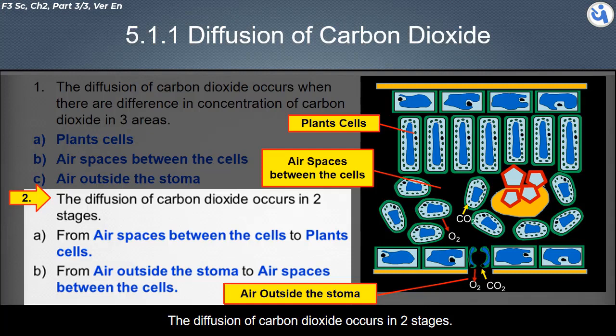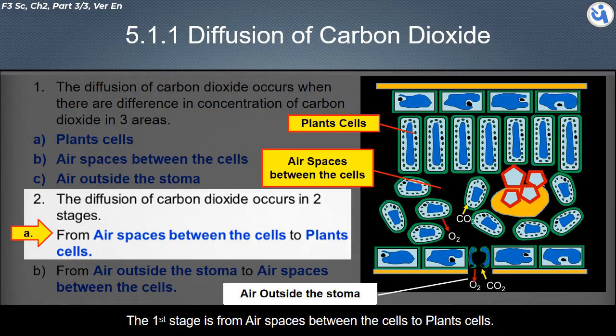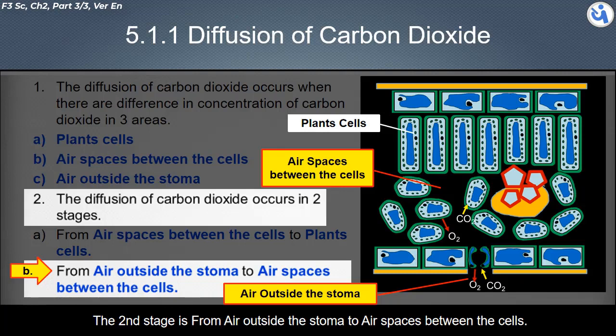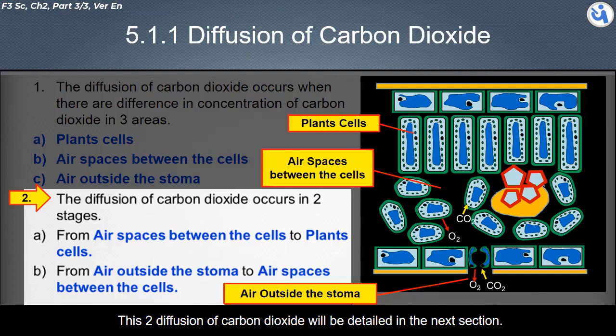The diffusion of carbon dioxide occurs in 2 stages. The first stage is from air spaces between the cells to plant cells. The second stage is from air outside the stoma to air spaces between the cells. These 2 diffusions of carbon dioxide will be detailed in the next section.